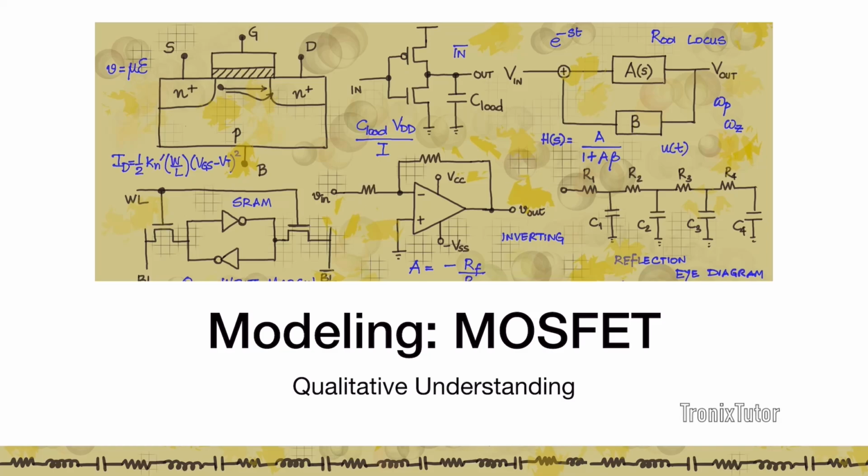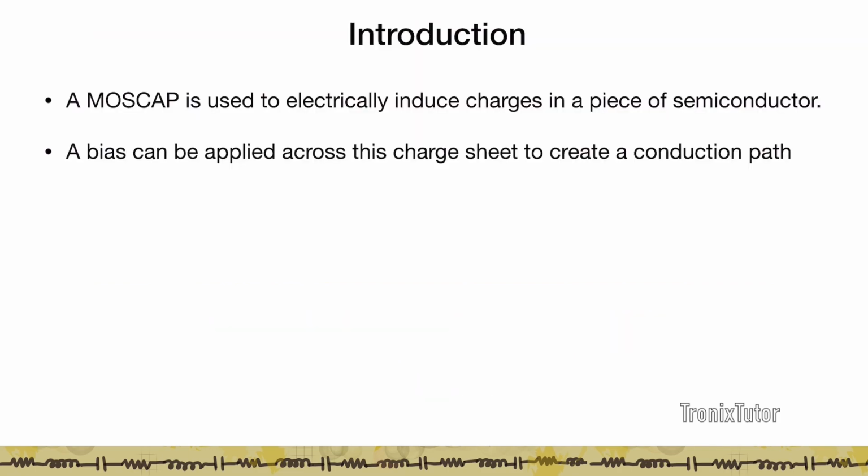Welcome. Now that we've understood how a MOSFET works, we looked at the MOS capacitor qualitatively and quantitatively. Let's now focus on the MOSFET. So how does a MOSFET work? Primarily, as I told you, the MOS capacitor is the heart of the MOSFET.